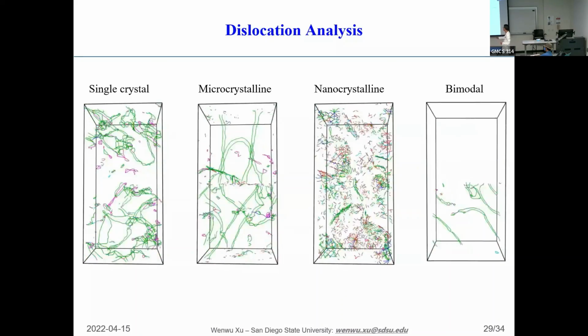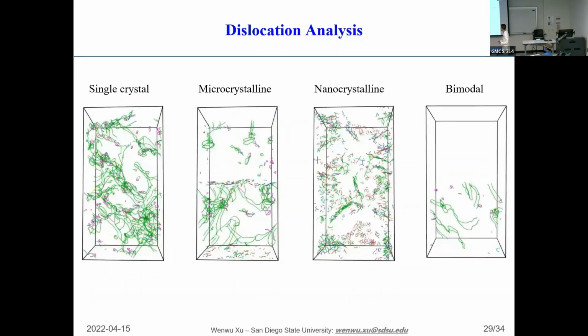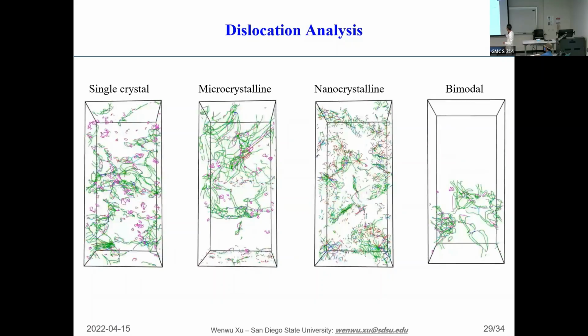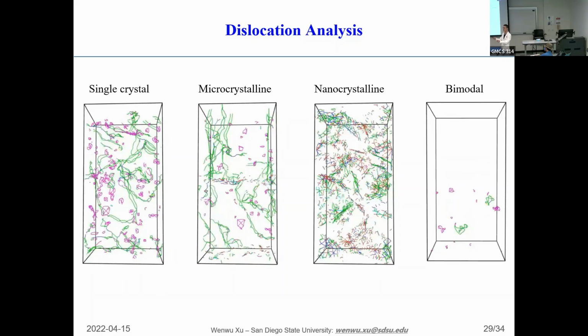Let's show the video, and you can see in a single crystal, immediately the dislocations are generated. And then in the microcrystalline, it's also kind of similar. And then in the nanocrystalline, you can see those dislocations coming from the grain boundaries and being maintained. There was no significant increase in the amount of dislocations.